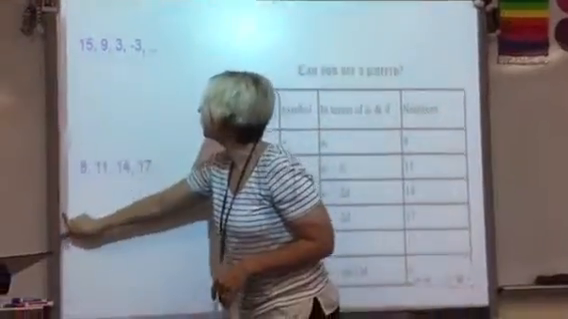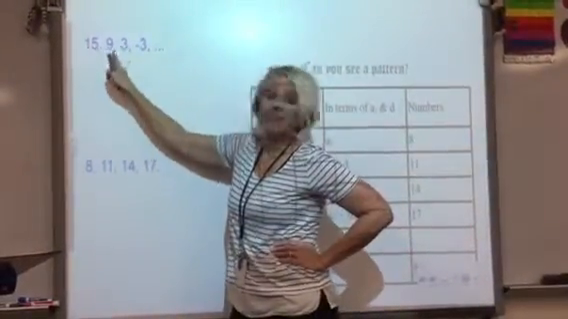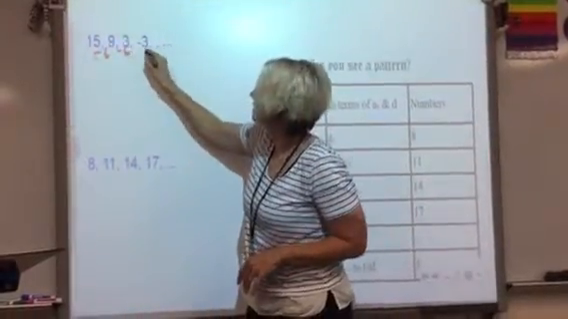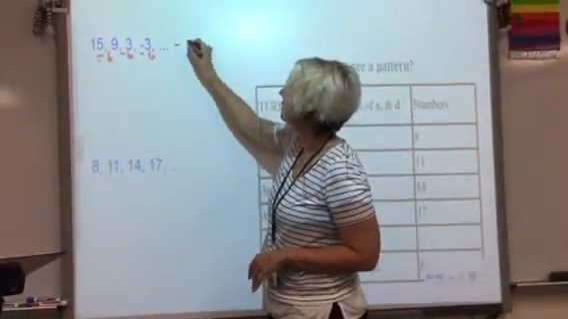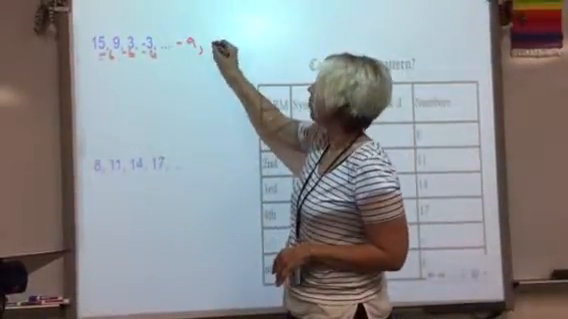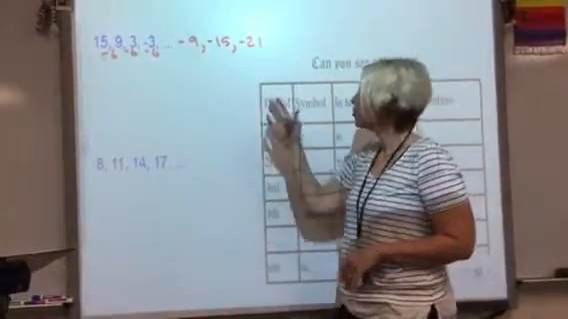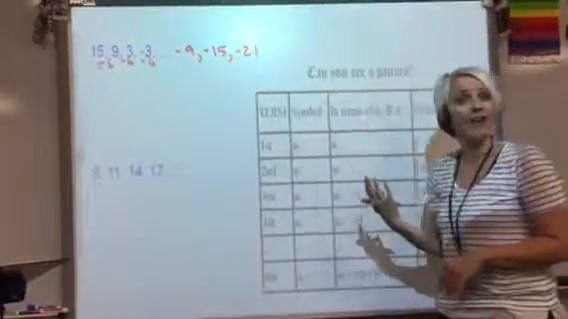Find the next 3 terms. So in this arithmetic sequence, we have to find the common difference first. So it looks like it's subtracting 6, subtracting 6, subtracting 6. So we're going to go down 6 from here, which would be -9. Down 6 more, -15. Down 6 more, -21. So we just found the next 3 terms by using common subtraction.